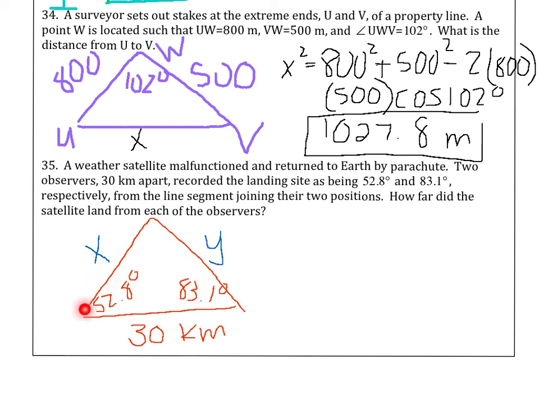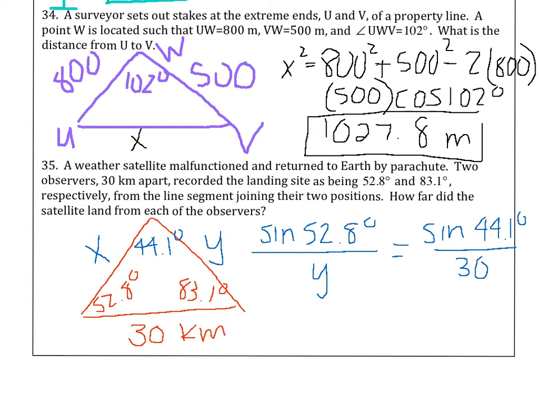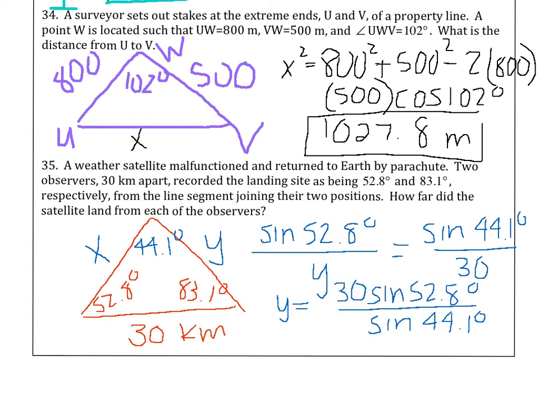This time, since I have two angles and it's a non-right triangle, I think that we are going to be using law of sines. So looking at this, I went ahead and found the third angle by adding 52.8 and 83.1 and subtracting from 180. And then I set up this trig ratio. And you guys at this point should be pretty good at solving this with cross multiplying and dividing. So my formula would look like that when I multiply and divide. And now I can just go ahead and put that into my calculator.